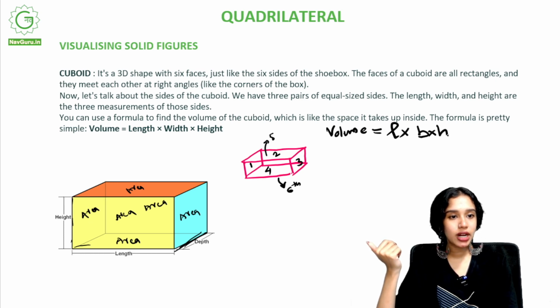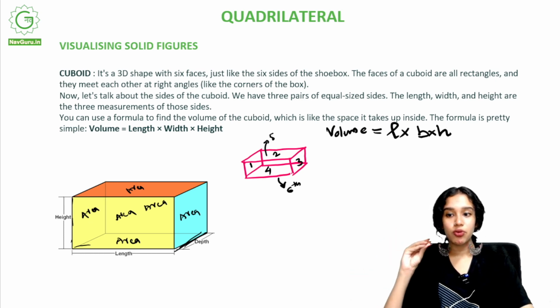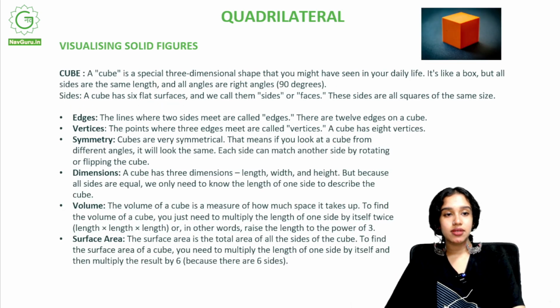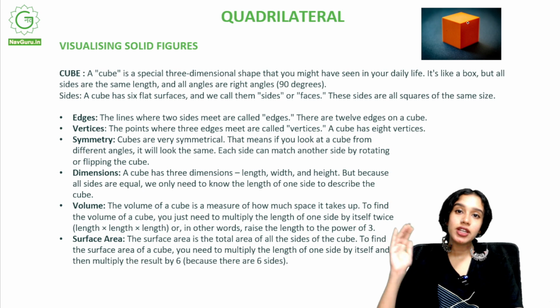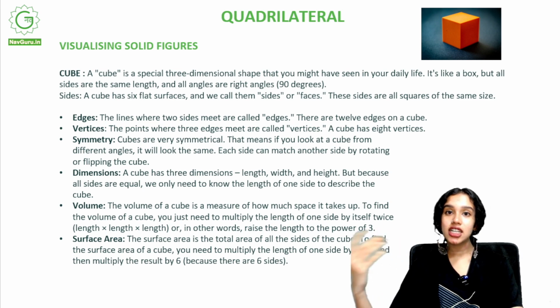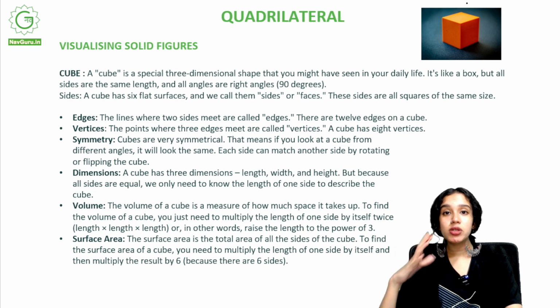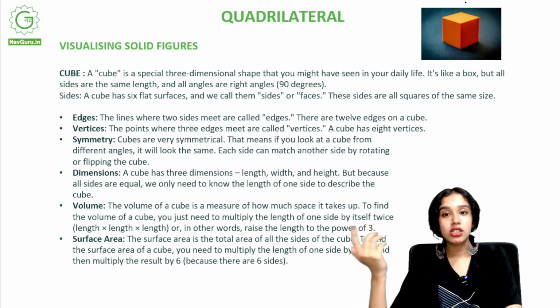Length into breadth into height gives the volume. Now, let's talk about cubes. See, this is a cube. We told that the cuboid is the three-dimensional version of a rectangle. Now, what is a cube? A cube is the three-dimensional version of a square.